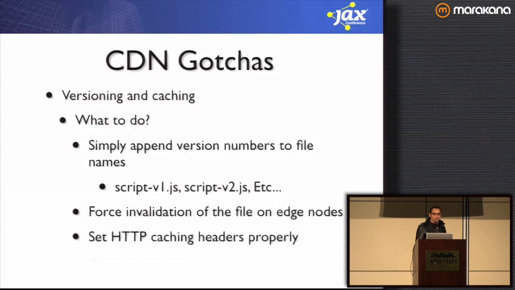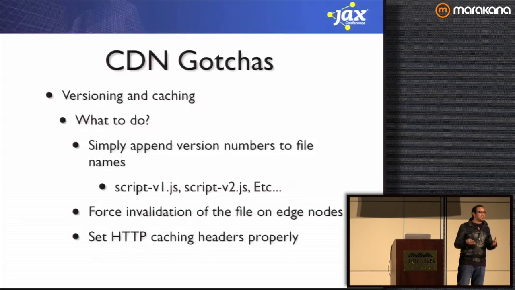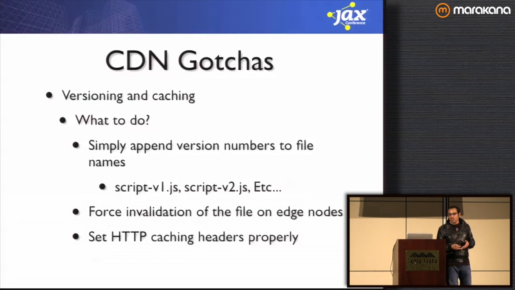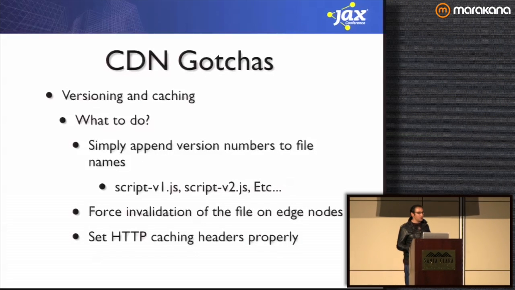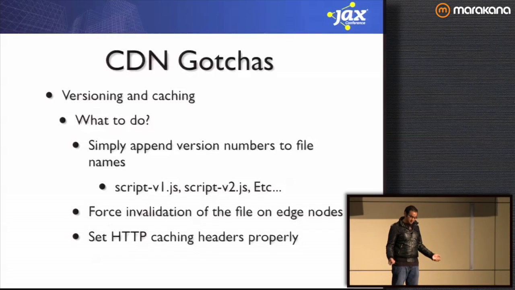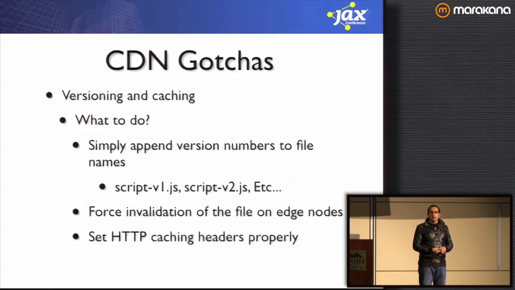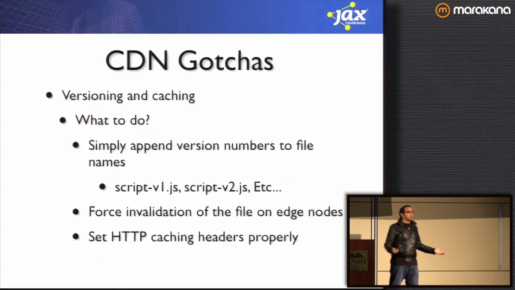How could you solve the problem? You could simply versionize these static script files by changing their name. Instead of script-v1.js, when you update it or fix the bug, you rev up the version, and you have script-v2.js. And all of a sudden, you have a completely different URI that the edge nodes would realize, oh, this is a new file, let me pull it. And all of these clients say, oh, this is a new file, it's not the old script-v1.js that I have. As simple as that.